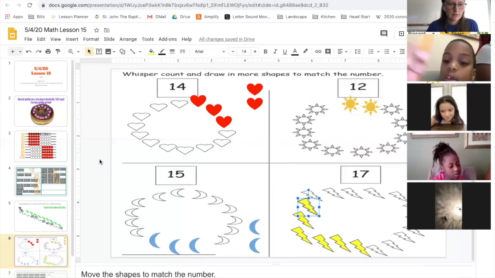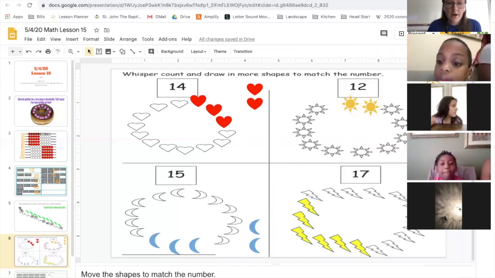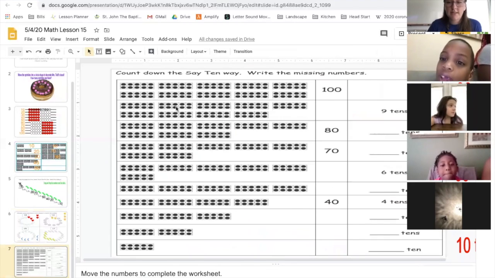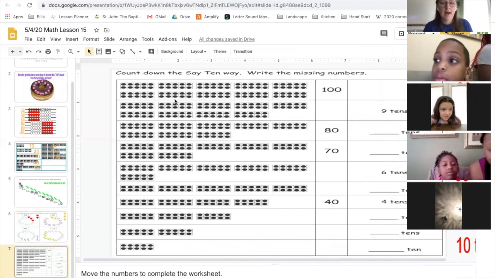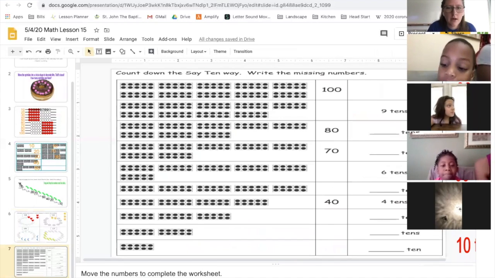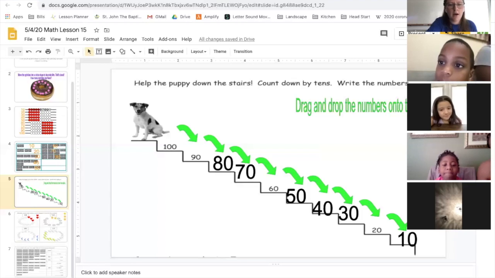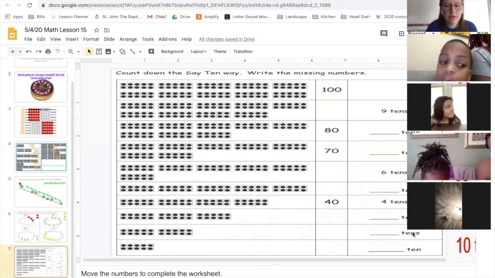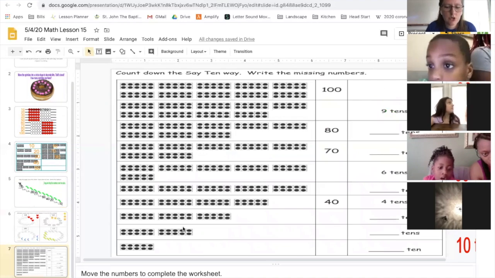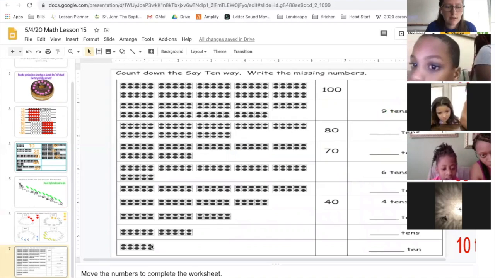All right, and our last activity for this lesson has us counting down again. So like with the puppy, up here, we started at 100 and we went down to 10. We're going to do the same thing. We're going to start at 100 and go down to 10.